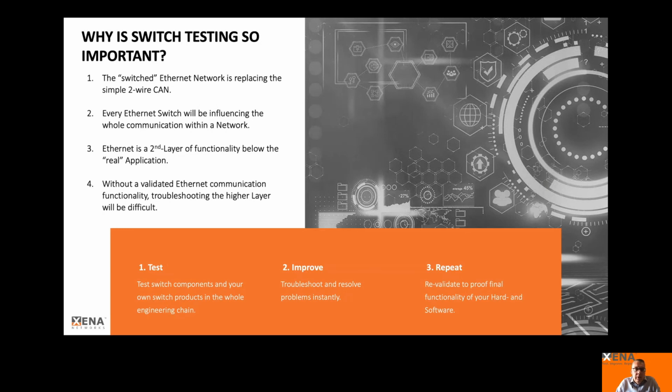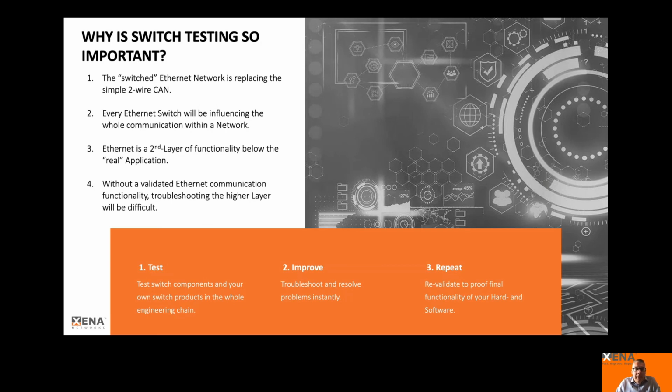So we're talking about interoperability between switches. A network is only performing like the, let's say, slowest device in this network in specific architectures. So it's very important to test the basics in an Ethernet network. Every Ethernet switch will be influencing the whole communication within a network, and very important, you have to see the Ethernet communication as a full additional layer of application, where you can do misconfiguration, or when you have a problem on this communication layer, you will also have problems within the applications.